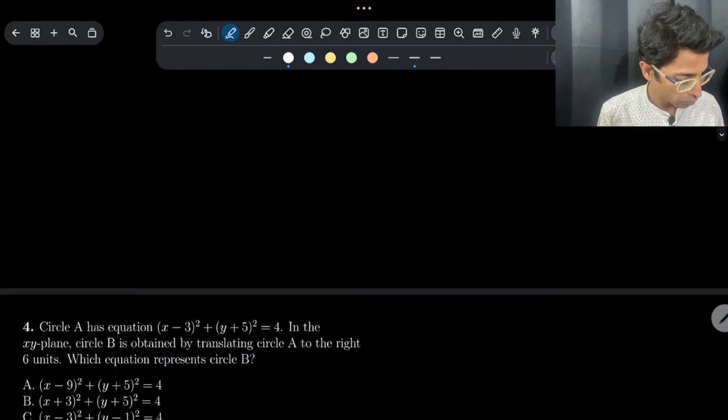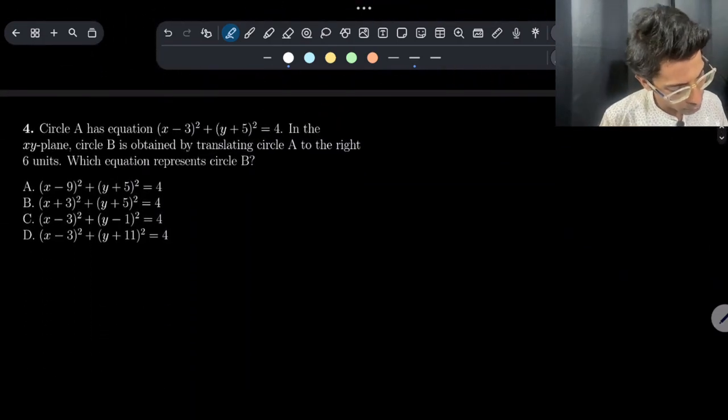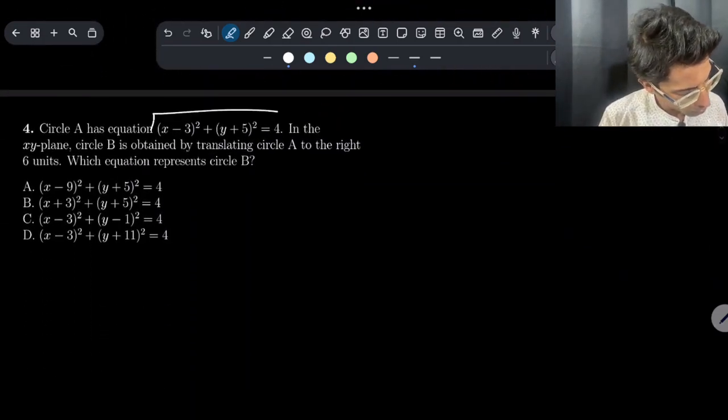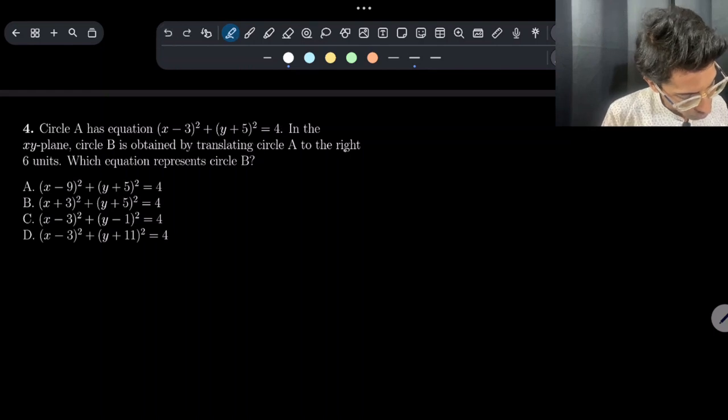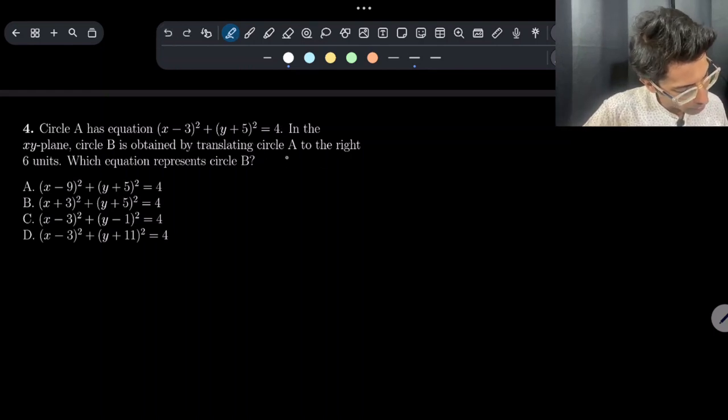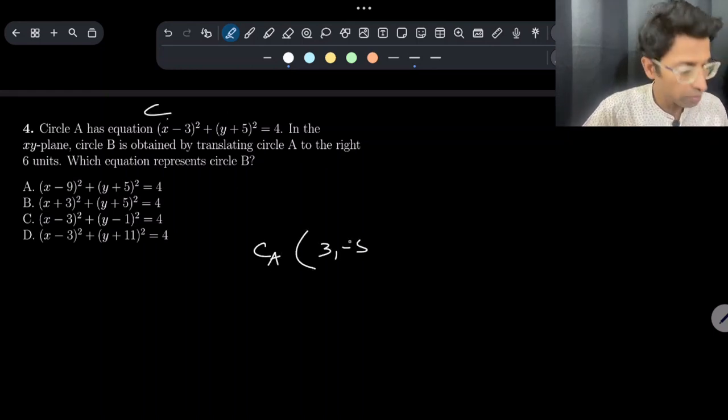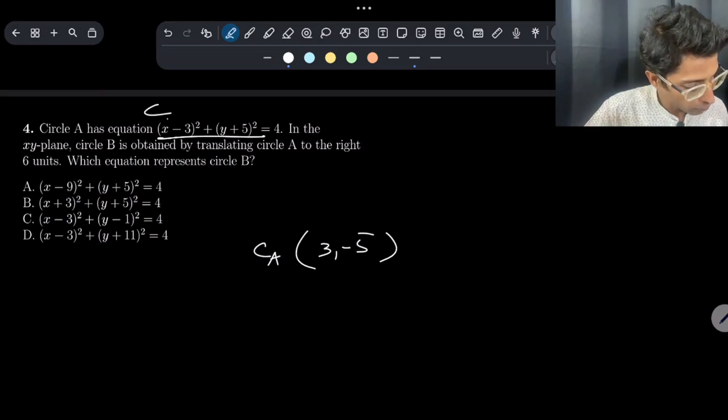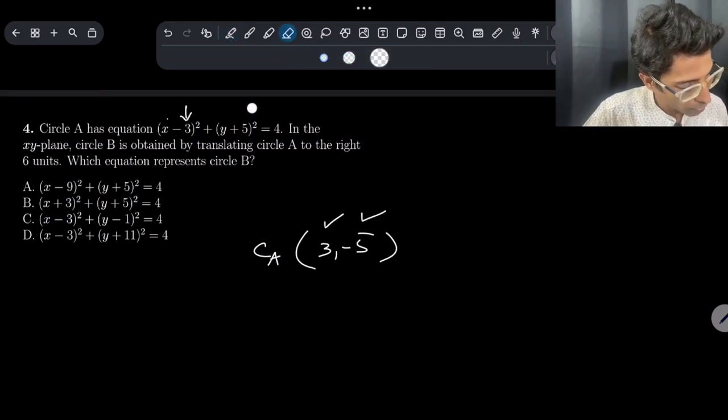So let's speed run to the next problem. A circle has an equation of this. Okay, in the xy plane, circle B is obtained by translating circle A to the right 6 units. So this is circle A. Circle A has the center at 3 comma minus 5. Because this is the standard form, we need to flip these two signs to get the center, which we have obtained. So this is circle A center. Circle B is obtained by translating circle A to the right 6 units.